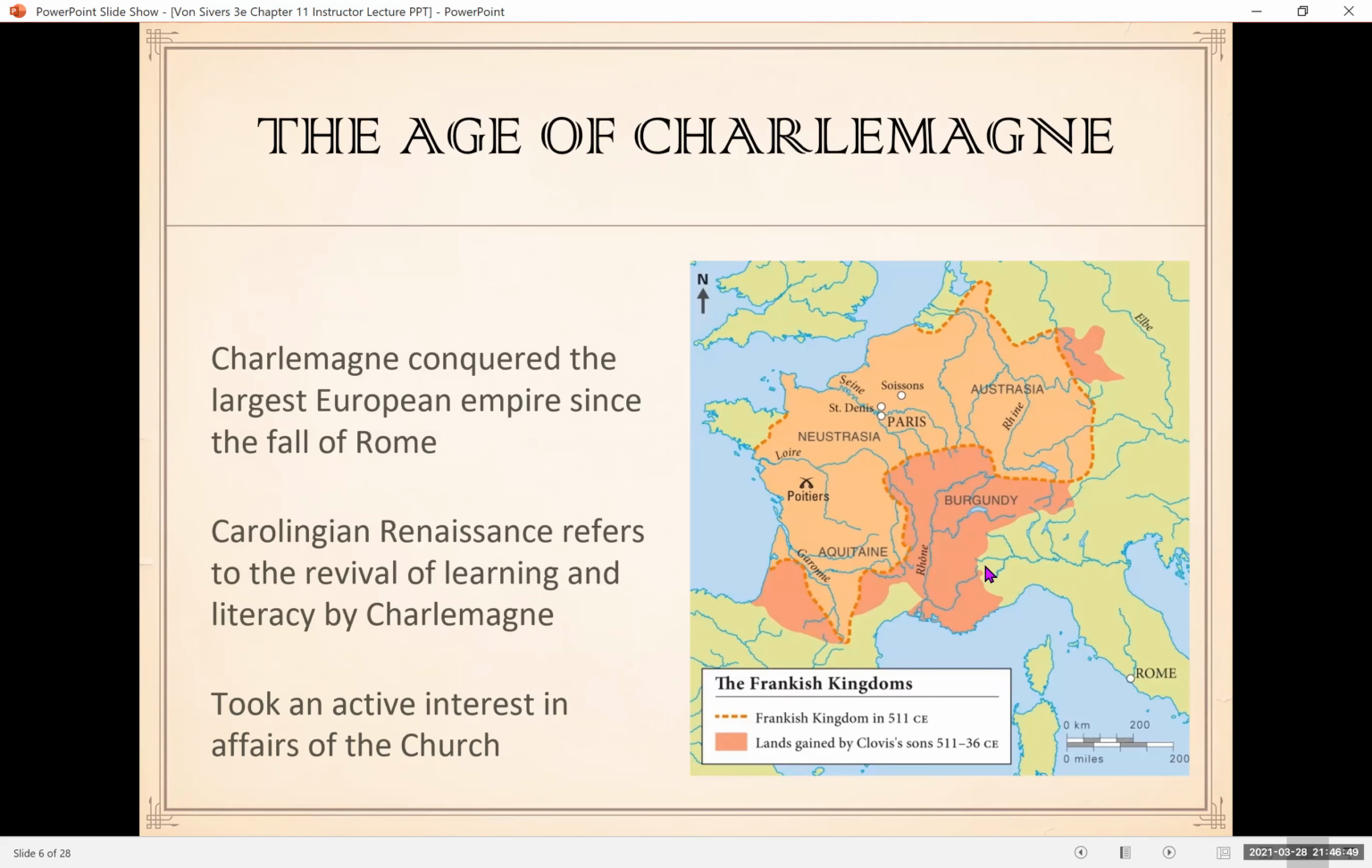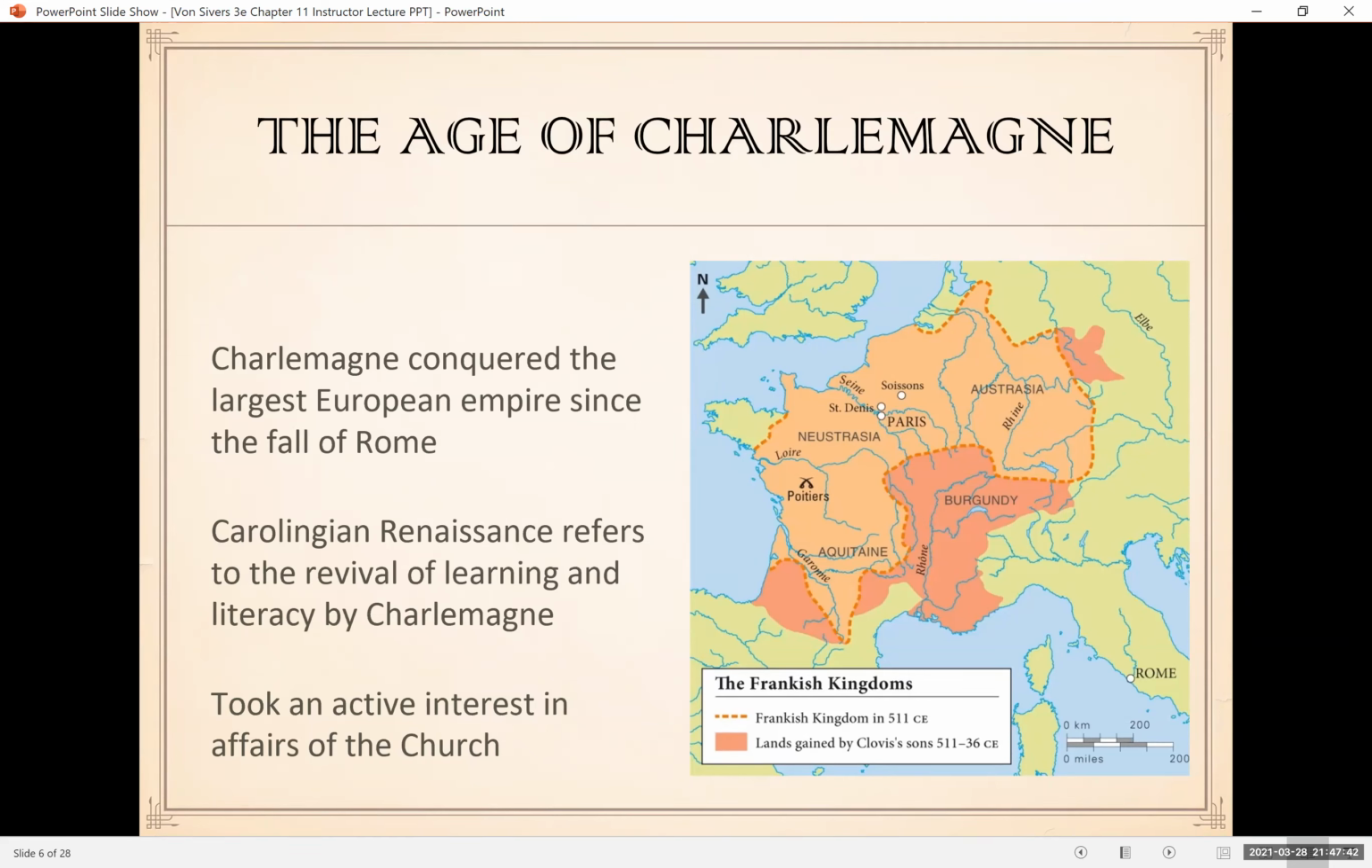So Charlemagne will conquer a very large area, areas we now think of as France and a little bit of what we now think of as Germany. His Renaissance is going to create an interest in learning, as I spoke about. And Charlemagne will be an important leader for the church, for preserving and spreading the church. So this is sadly going to fall apart within a couple of generations after Charlemagne.